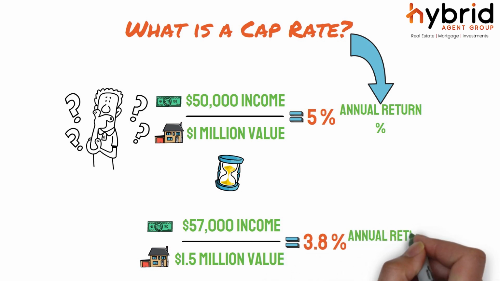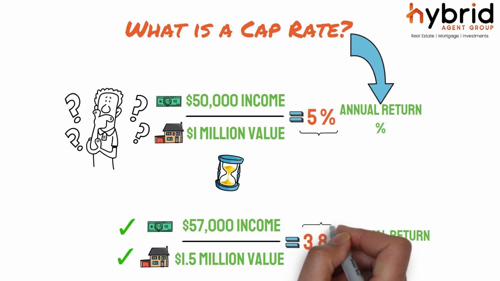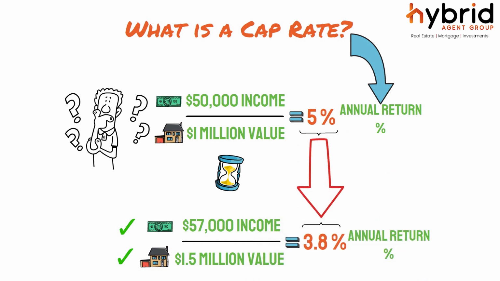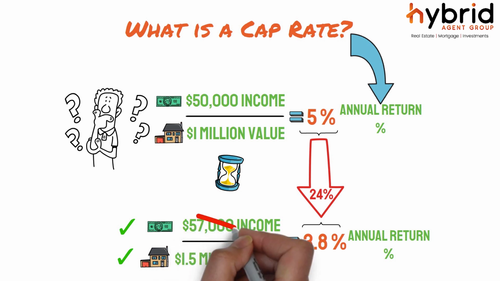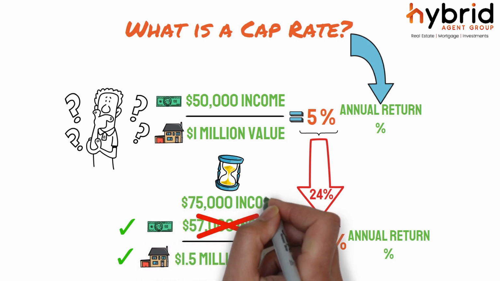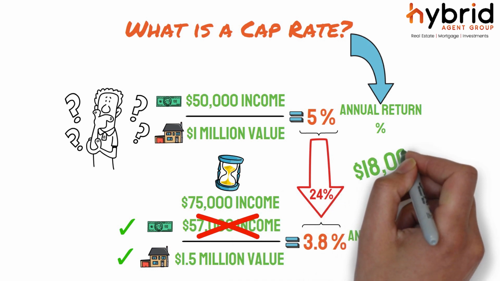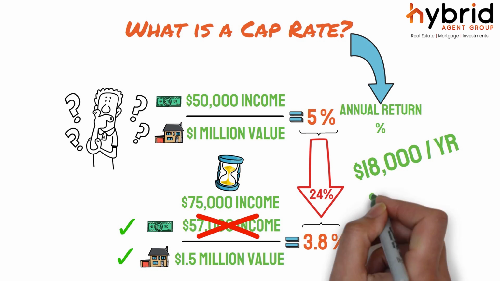The good news is that the property value and rents have gone up. But the bad news is that the cap rate has been compressed. In this case, it has dropped by a whopping 24%. If the rents had kept pace with the property appreciation, the passive income would be $75,000 a year. That is an income difference of $18,000 or $1,500 per month.